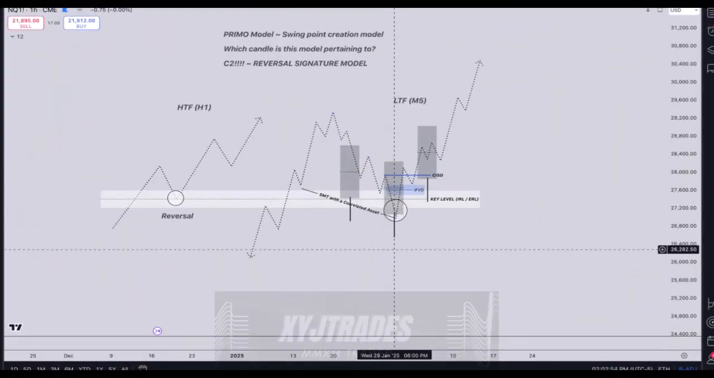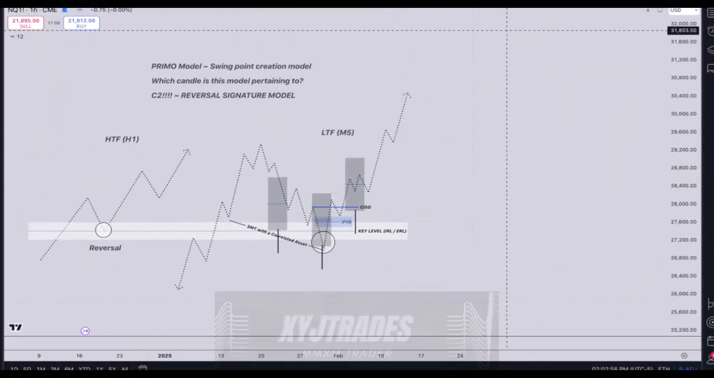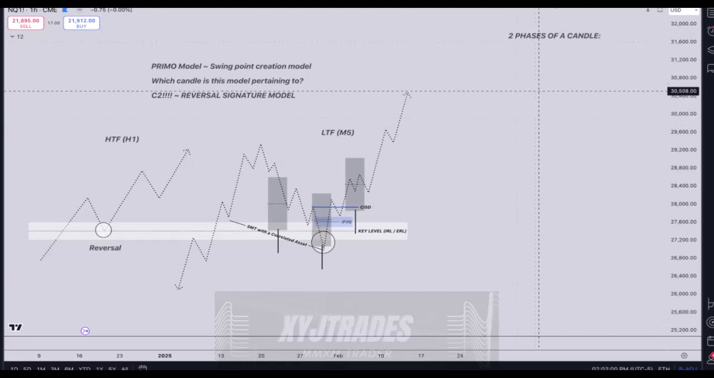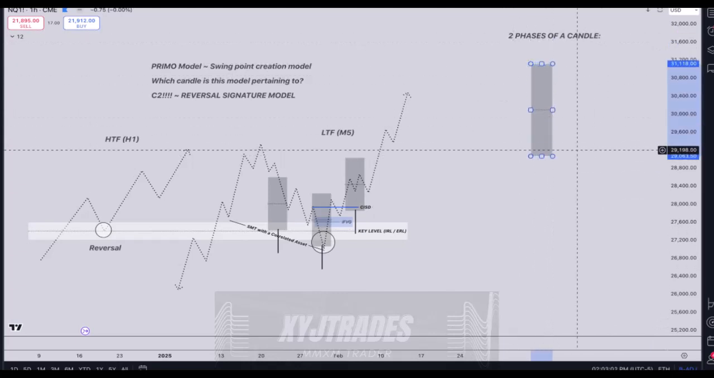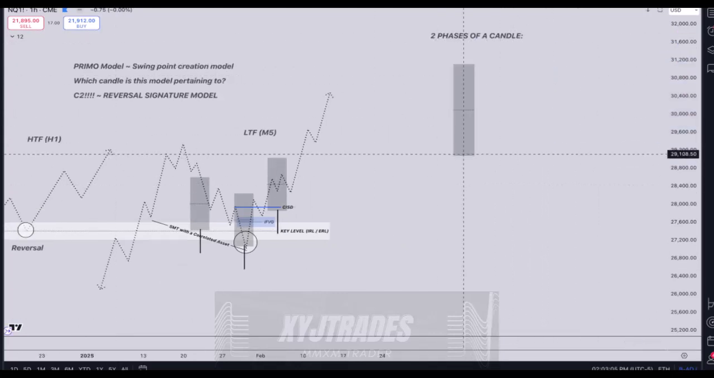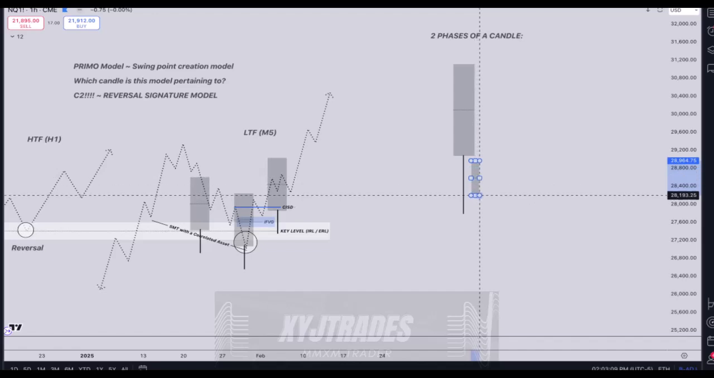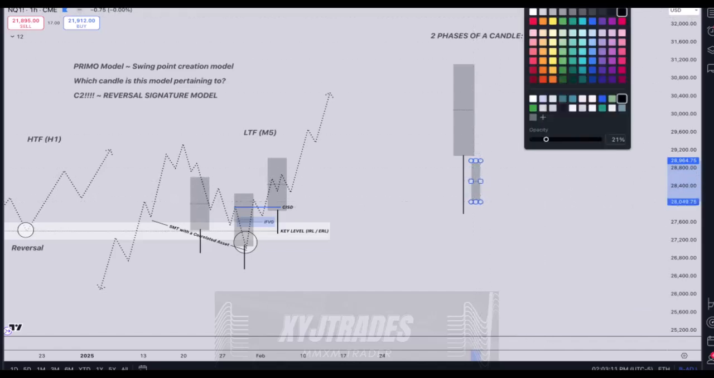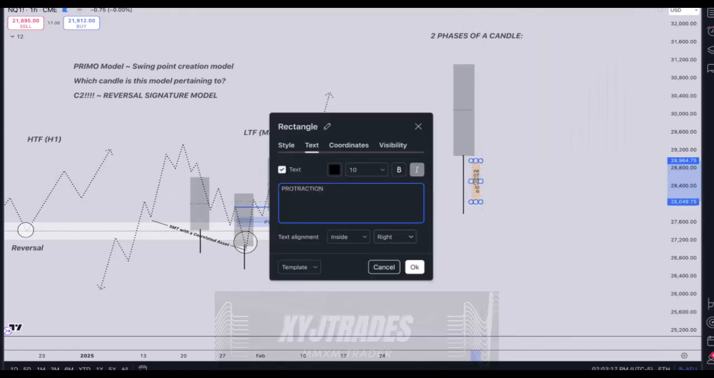There's two phases of a candle. The two phases of a candle look like this. This is something you guys have learned from my protraction profiling. This phase in here is known as protraction, okay?